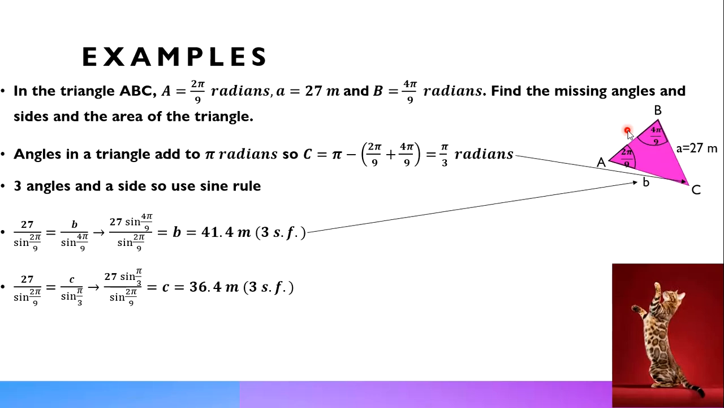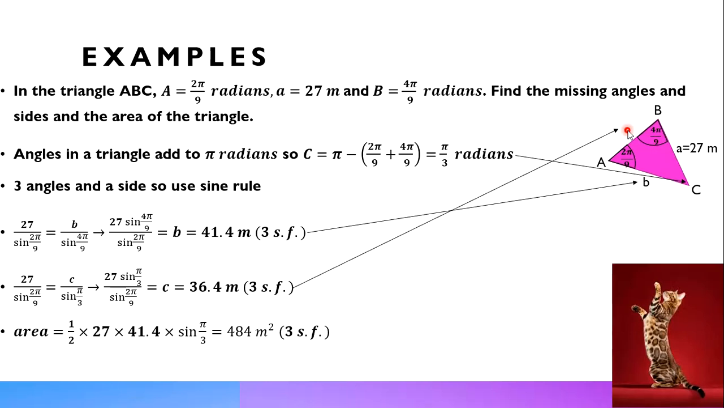So we've now found all the angles and all the sides. So we're going to find the area of the triangle next. So the area of the triangle is half ab sine C. So we're going to do half of 27 lots of 41.4 lots of sine pi over 3, which gives us 484 meters squared for the area of the triangle. It is a bit complicated, but it's something that you need to be able to do, and you will get used to doing it because you'll use it quite a lot in geometry.